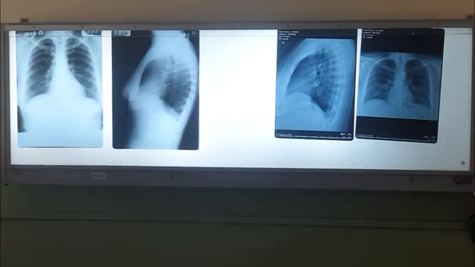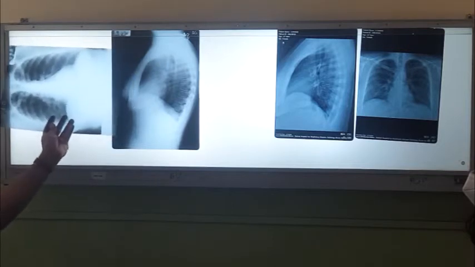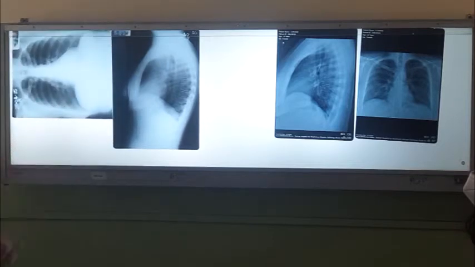Then sometimes if you suspect fractures here, you can ask for an oblique view. So in oblique views, you can see the rib fractures clearly, right? And then say if there is a pneumonia here and you are suspecting a pleural effusion there, you can ask for a lateral decubitus film, like in this position. You keep the patient in the lateral decubitus position and do an X-ray, right?